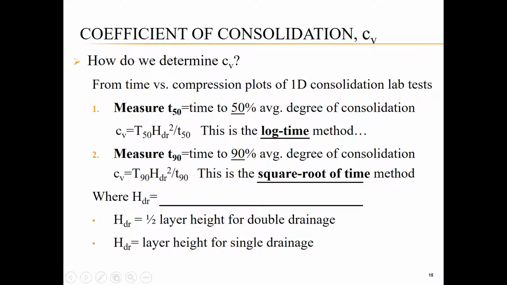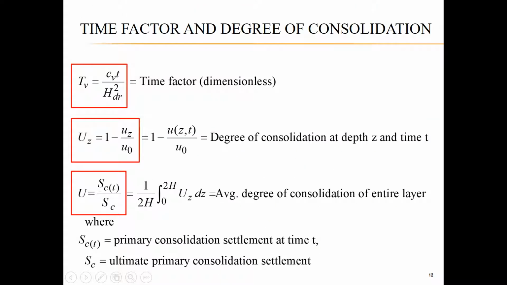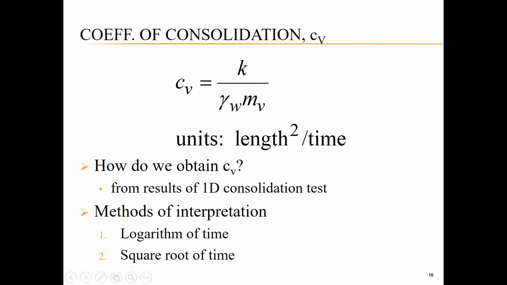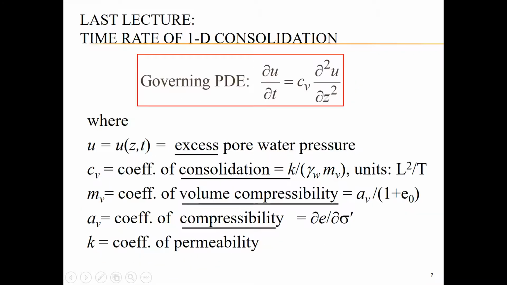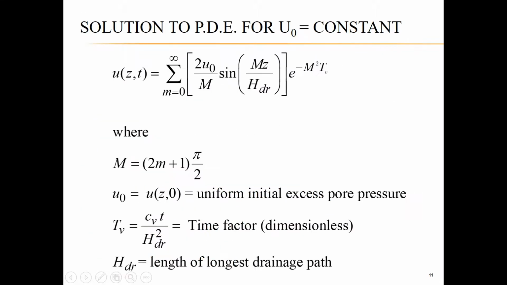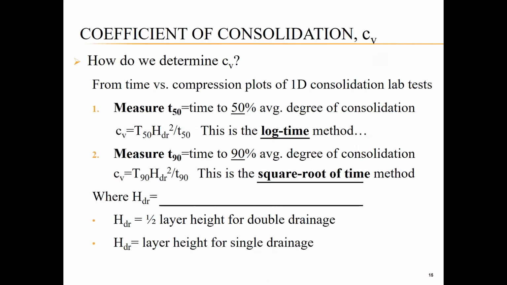So CV is an important parameter. CV is in this equation to calculate TV, and CV is also called the coefficient of consolidation. It's also in this governing equation, the partial differential equation. So CV is actually the K in the consolidation calculation. In the laboratory test, we can directly calculate the CV. I will go back to this slide later. It's kind of busy, but you will know what this slide means.